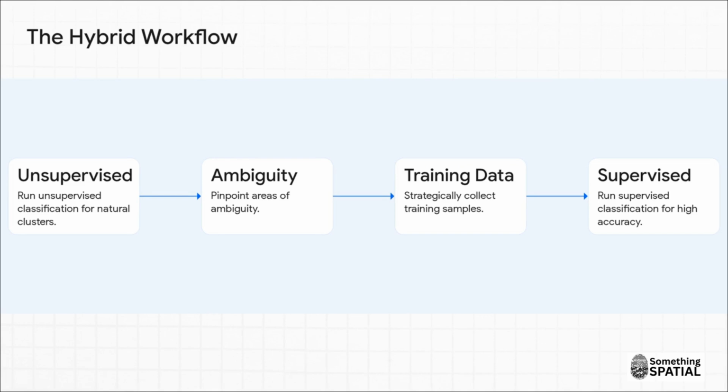You start by running an unsupervised classification with a large number of clusters. This acts as an exploratory map to reveal the natural spectral structure of the land. You use this to understand the landscape and pinpoint those tricky, ambiguous areas. Then, you use that fresh knowledge to strategically collect highly accurate training samples. Finally, you feed those perfect samples into a supervised classification algorithm, like random forest. This hybrid method perfectly solves our consultant's 50,000 square kilometer dilemma from the beginning. You use the machine to explore and map the unknown, and then you use the human expert to guide the final accuracy.